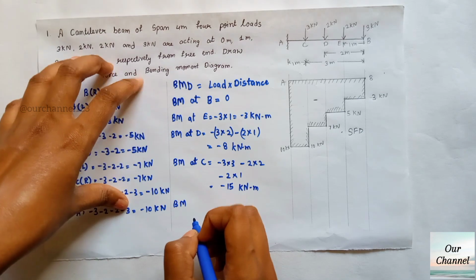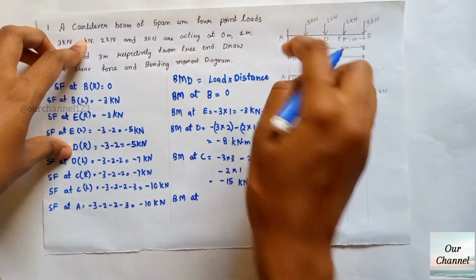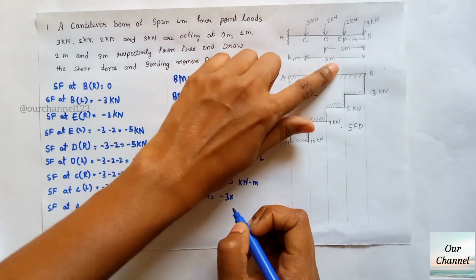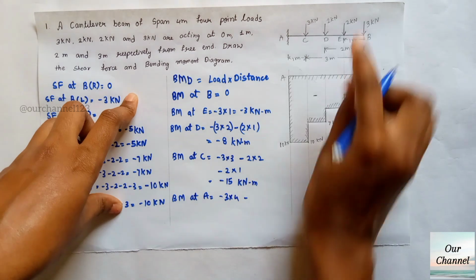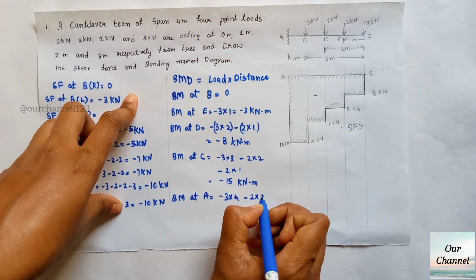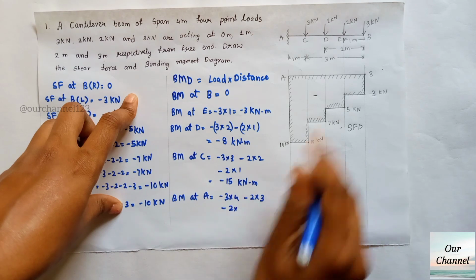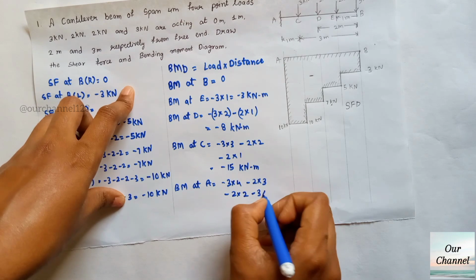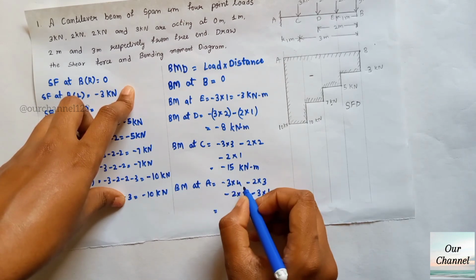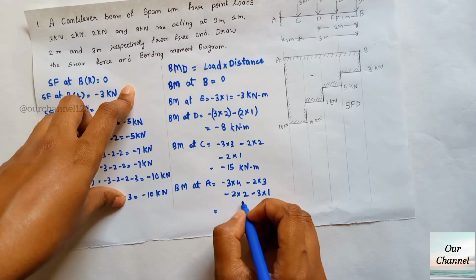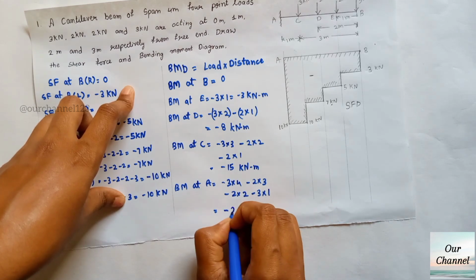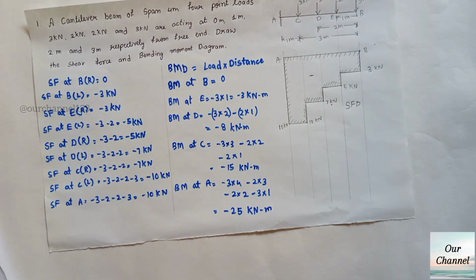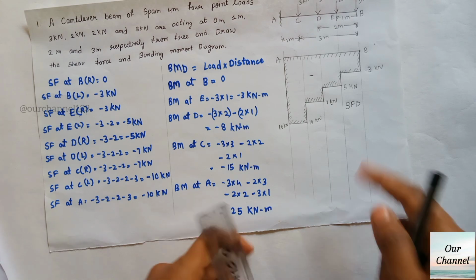Bending moment at A, we can see there are 4 loads towards the right side, minus 3 into distance 4 meter and 2 into distance 3 meter, next 2 into distance 2 meter, 3 into distance 1 meter. We are getting 25 kilonewton meter. Let us draw the bending moment diagram.